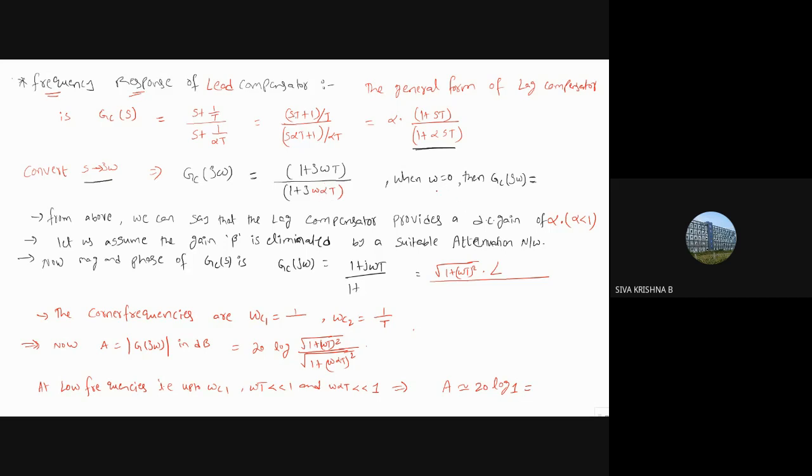Suppose here omega equals 0 in this equation, what will happen? If you put omega equals 0, here alpha is there. If we put omega equals 0, what is the answer for G_c of j omega now? Alpha. Very good. Now, lead compensator.